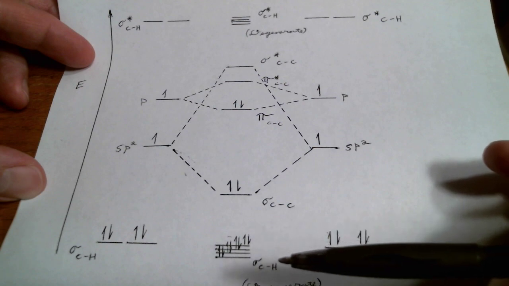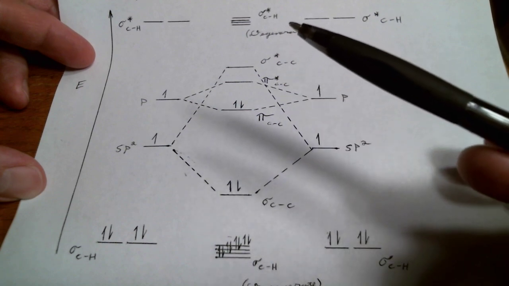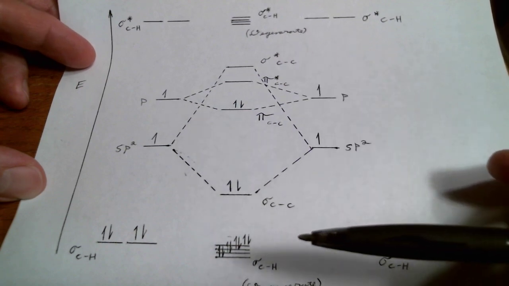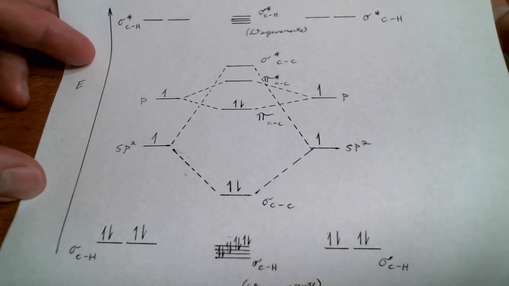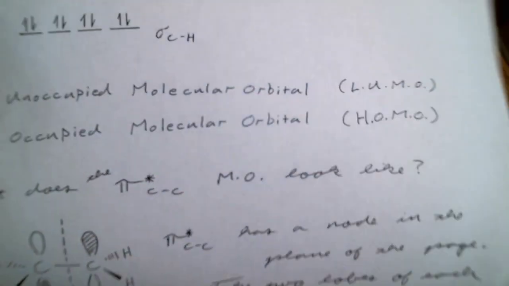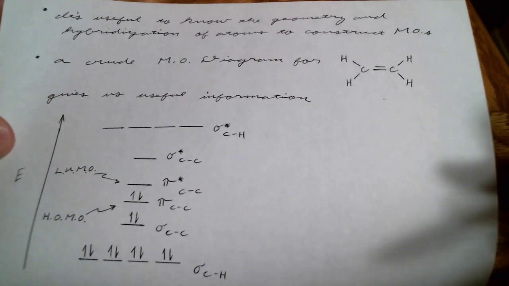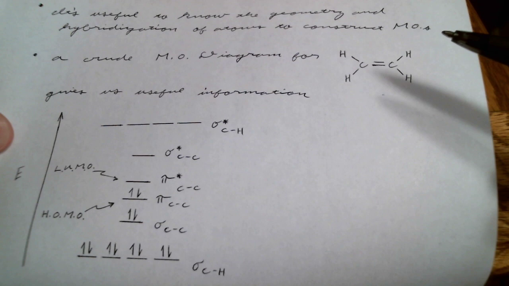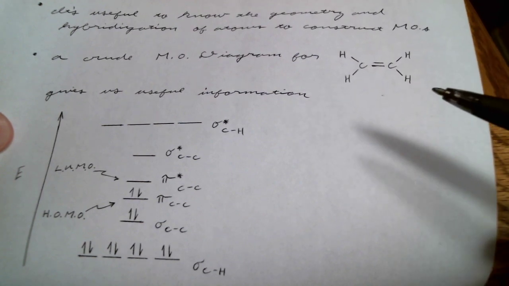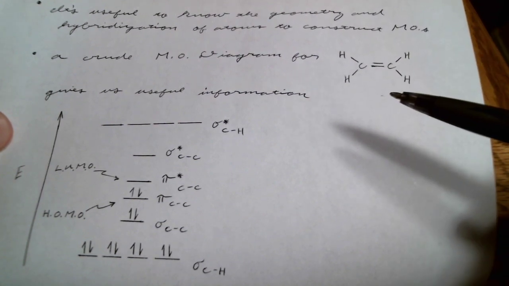of an exercise for us to write this crude molecular orbital diagram, just taking into account the hybridization of the carbons and the number and types of each bond. So here we go, the easy way, right? It's useful to know the geometry and hybridization of atoms to construct MO diagrams, a crude molecular orbital diagram for ethylene. That's what we just worked through.